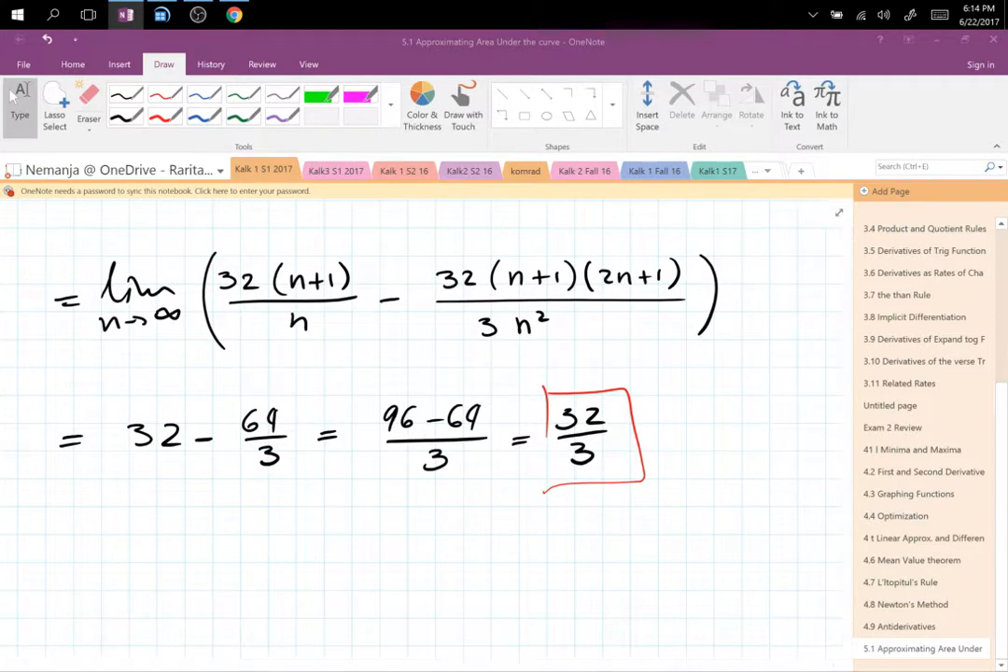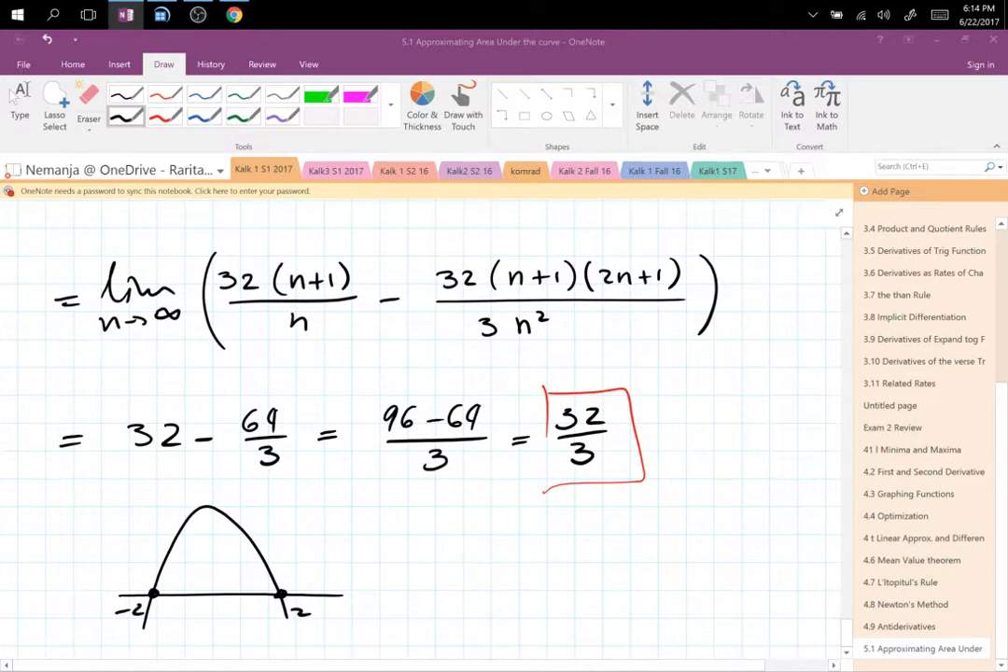So if you are to draw this, you will see the parabola that opens like this, and this is your negative 2 and positive 2. Function goes through this, and we have area. So all of this over here is the area, 32 over 3. Sounds good?